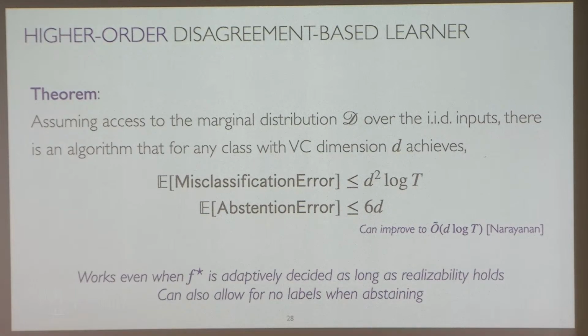Okay, this also works when F star is adaptively decided, as long as realizability holds. So the adversary could keep changing what F star is, but it has to be consistent with everything that's seen in the past. And because you're making the strong assumption that you have access to the marginal distribution, you can also allow for no labels when abstaining. So you might not receive the label when you actually abstain.